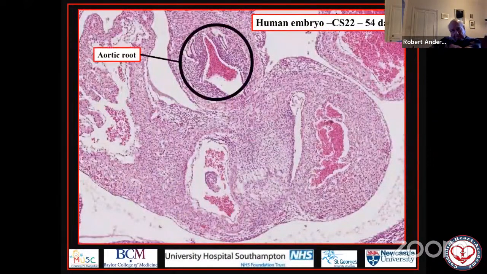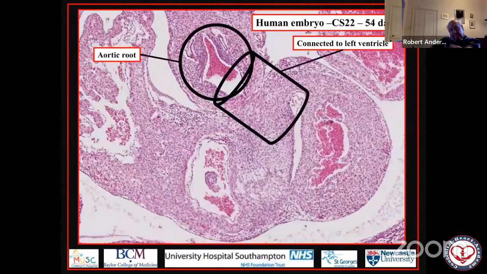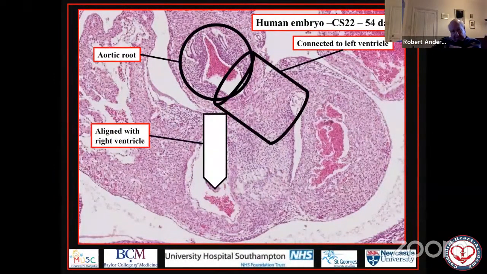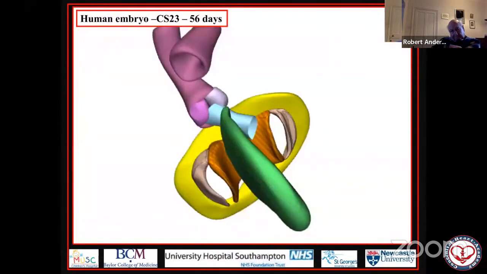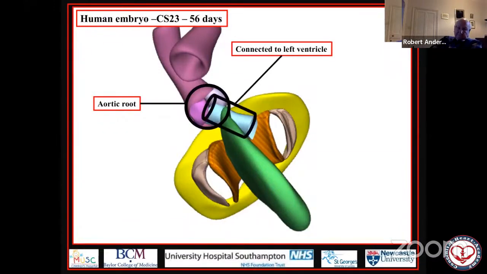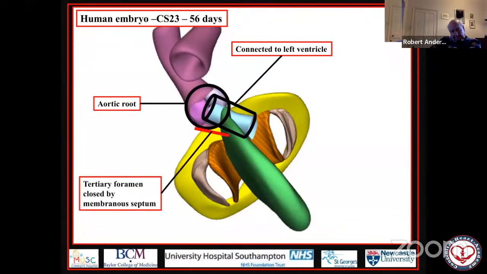This is the histological section that shows you the aortic root, and we know that it becomes connected to the left ventricle by the formation of that shelf in the roof of the right ventricle, even though it is still aligned with the right ventricle. And we can see that very nicely in the final stage, prior to the fetal stage of development. Again, the reconstruction made by Wout and Jill. You're looking at it from the front. You see the aortic root is still aligned with the right ventricle, but is connected to the left ventricle by the formation of that shelf in the roof by muscularization of the proximal cushions.